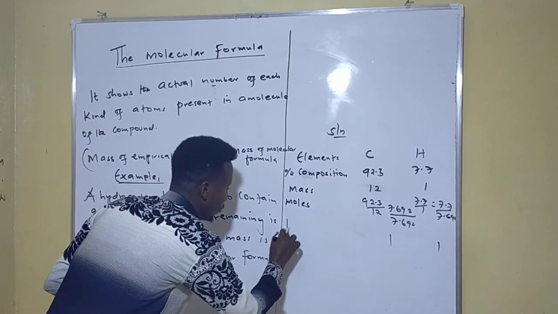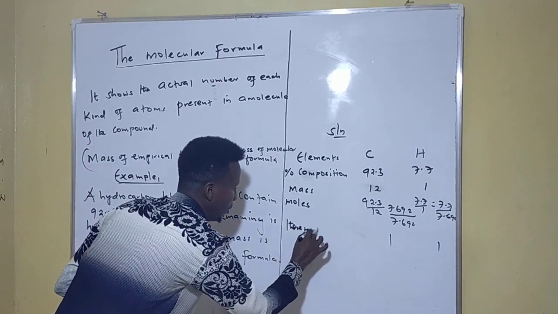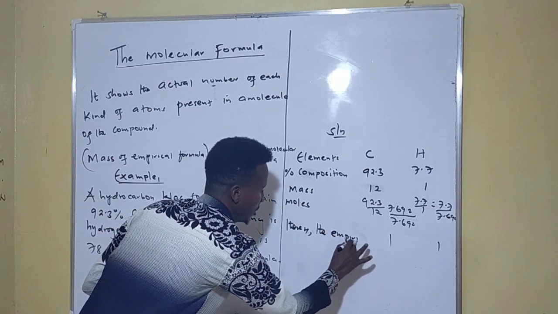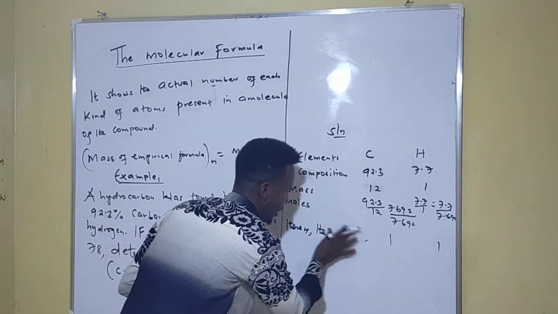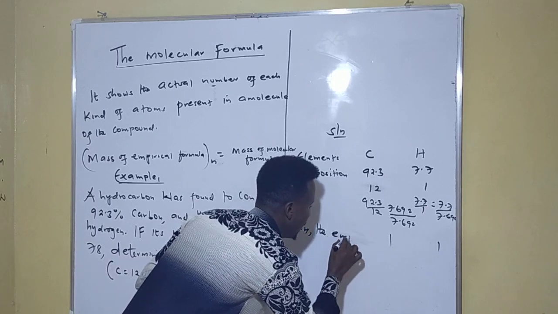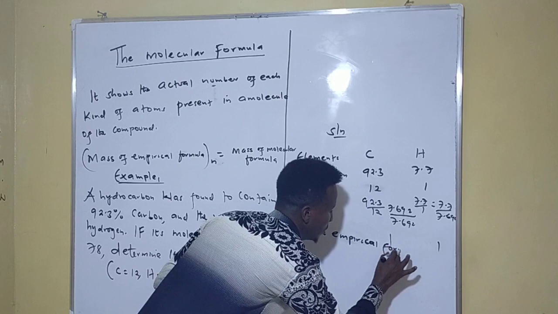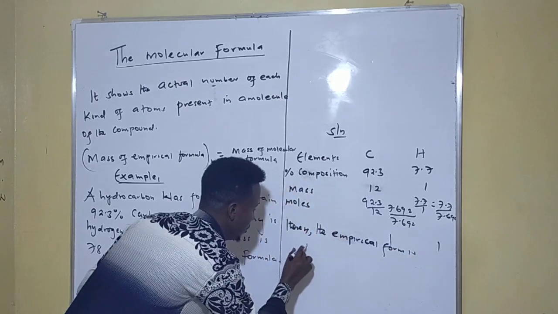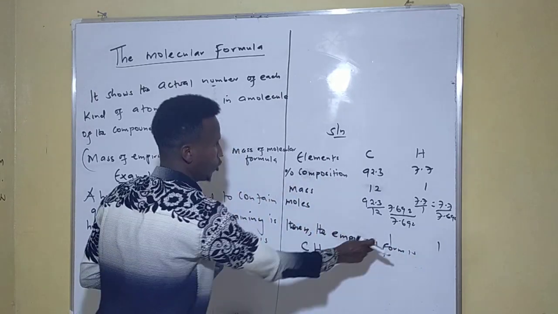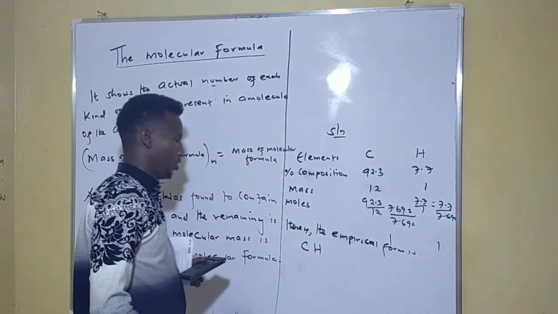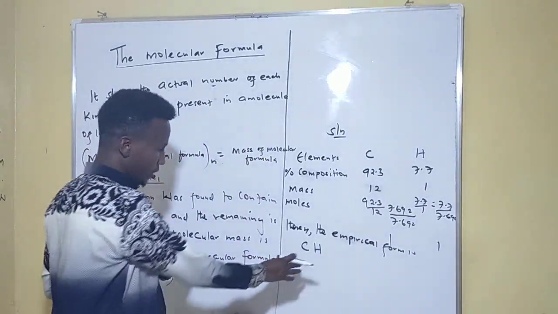So we can say therefore, the empirical formula, which you have learned in our previous video, is CH. We are going to multiply 1 by C, 1 by H. Then that is the answer. This is the empirical formula.